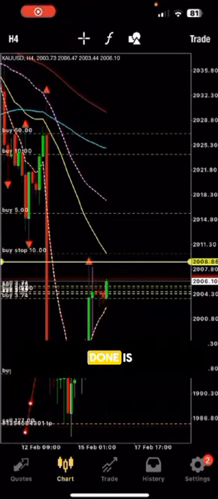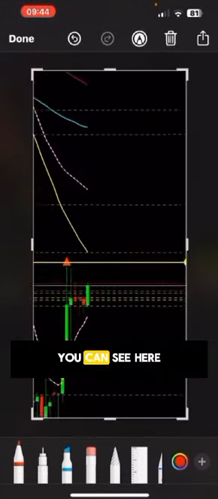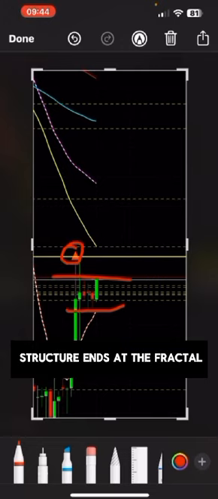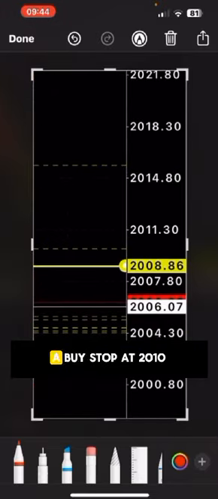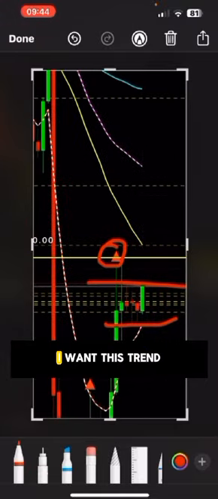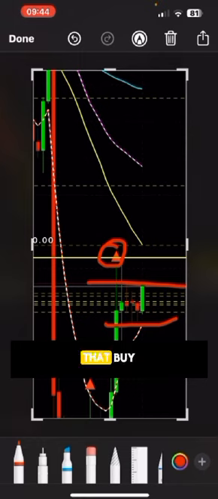Right, so what I've done is that I've placed a little buy stop at 2010. So let's just take a screenshot so I can show you why. You can see here that there is a structure over there, and the structure ends at the fractal, according to Bill Williams. So what I've done is that I've placed a buy stop at 2010, which is just above the fractal. So I want this trend to be totally broken, and then I'll enter into that buy.